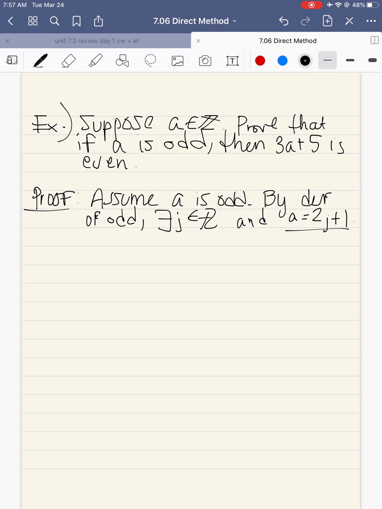We said by definition a is equal to this. I'm trying to prove a statement about a. I'm trying to prove this statement. So now I can go ahead and substitute my a value into this expression and work it into being even. So you'll see what I mean in just a second. So consider the following. So here we can start with our then part.